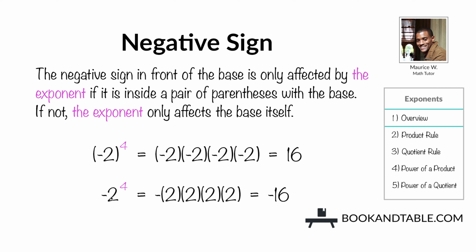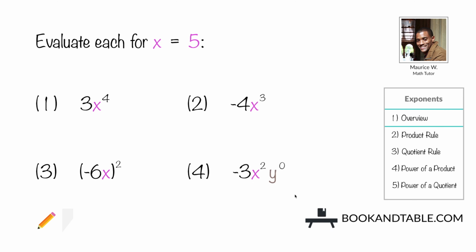If the negative is not inside a pair of parentheses with the number 2, then this exponent 4 only applies to the 2. So the negative stays on the outside as you do 2 to the 4th: 2, 2, 2, and 2. So negative 1 times 16 would give us negative 16. So pay close attention to the negative signs and the parentheses throughout these expressions. It drastically affects the values of these expressions and terms.